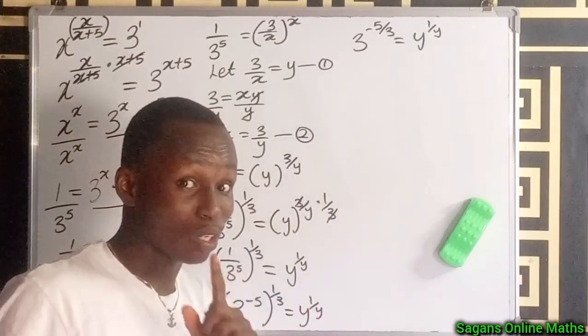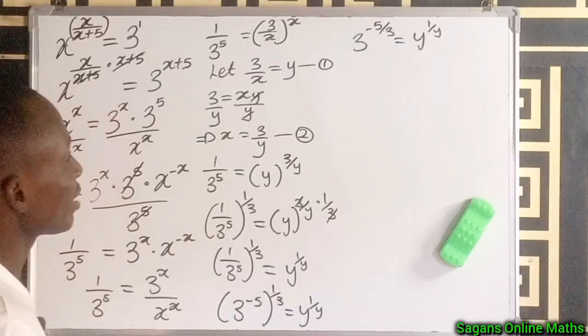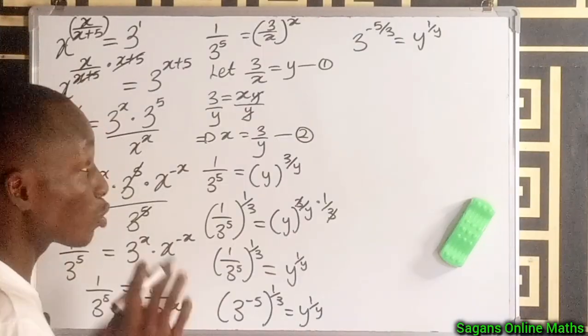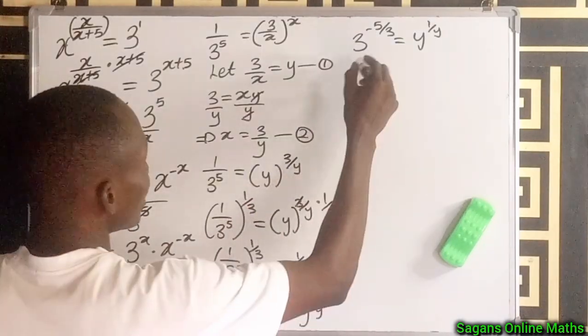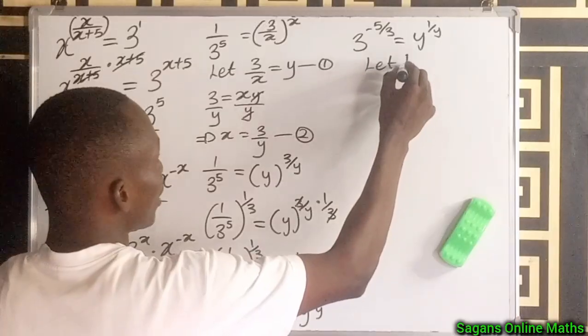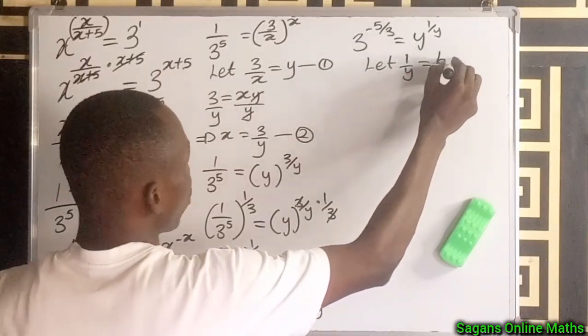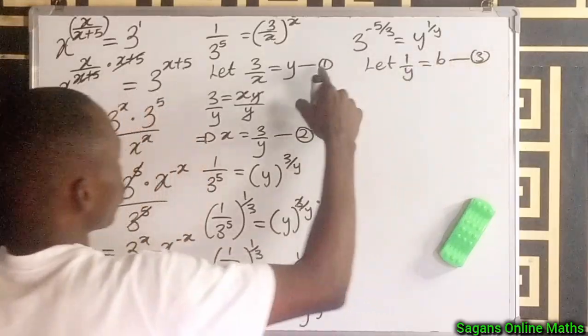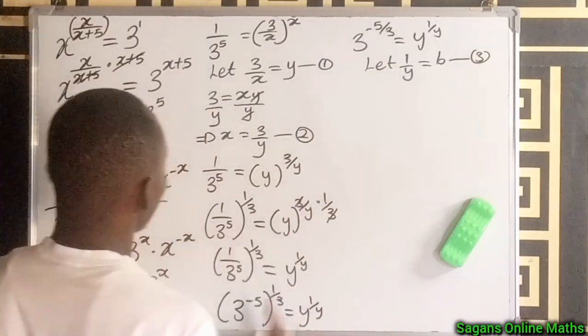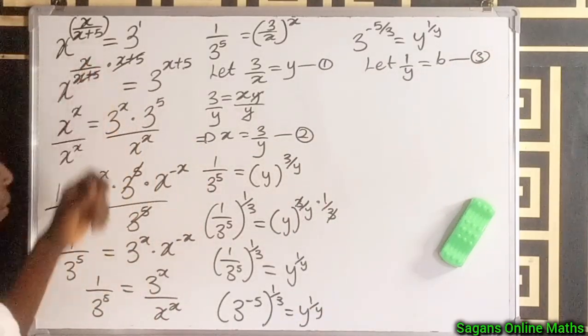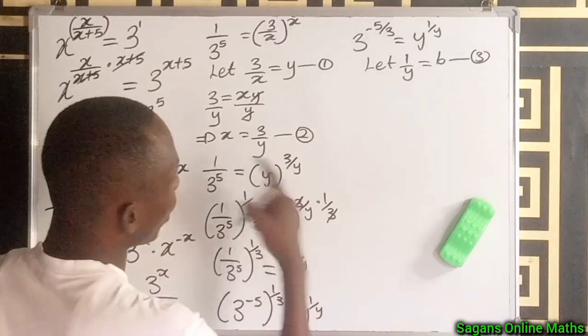Let's observe carefully what we are going to do. At this point, there's nothing we can still do. I don't want to stress myself, so I can say let 1 over y equal b. I can call this equation 3. Now, what's equation 1, equation 2, and equation 3? And this is our main equation. Now, I can make y the subject from here.